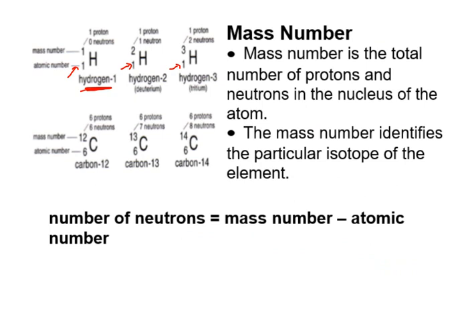Here's how this works basically. If you want to figure out how many neutrons something has, you take these two numbers here and you subtract them. I'm going to try some examples, and then we're going to call it a day because it's been a long lesson.